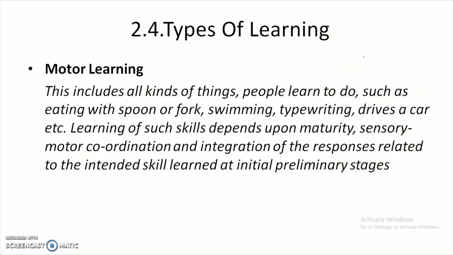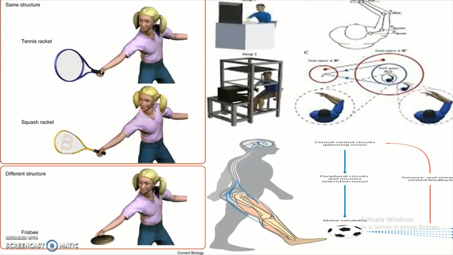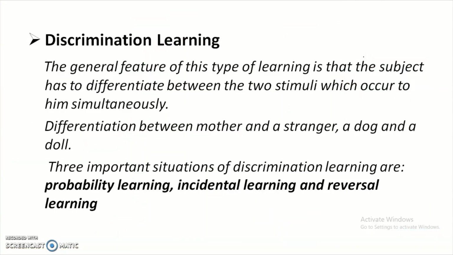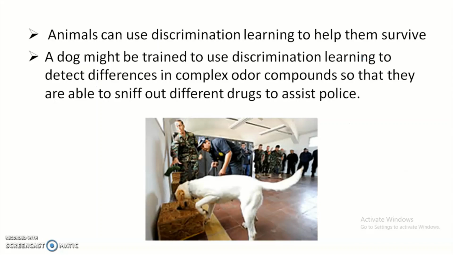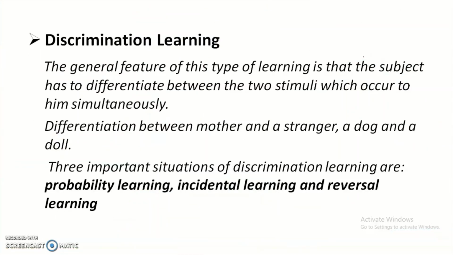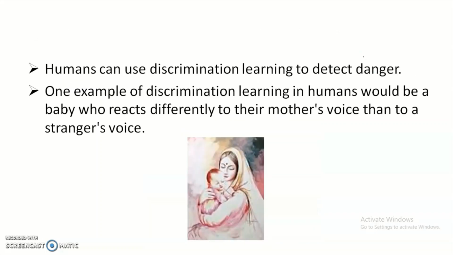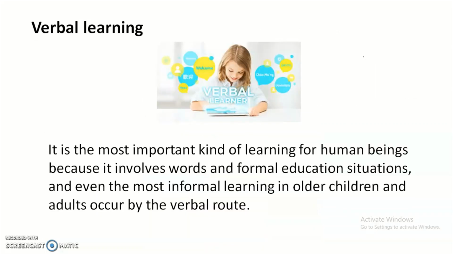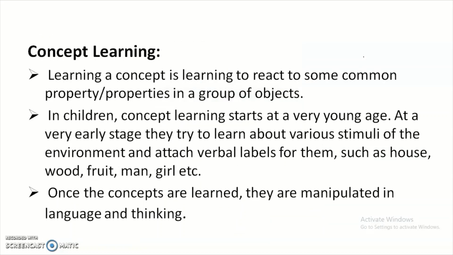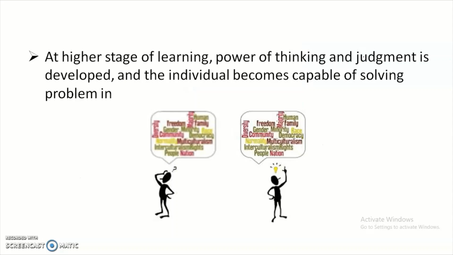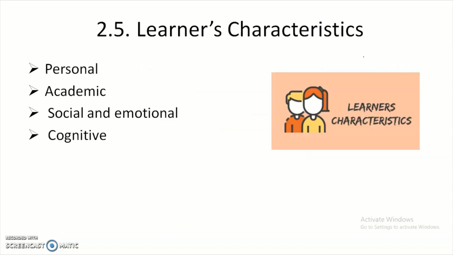So coming to the types of learning, 4 different types of learning are there. Motor learning, which relates to the sensory elements, and discrimination learning, where we are able to discriminate between two situations if they happen simultaneously. Here animals are also trained to discriminate something. And verbal learning, where we start learning with alphabets, words and sentences. Conceptual learning, which leads to thinking of something. And the learner's characteristics: personal, academic, social and emotional, and cognitive.